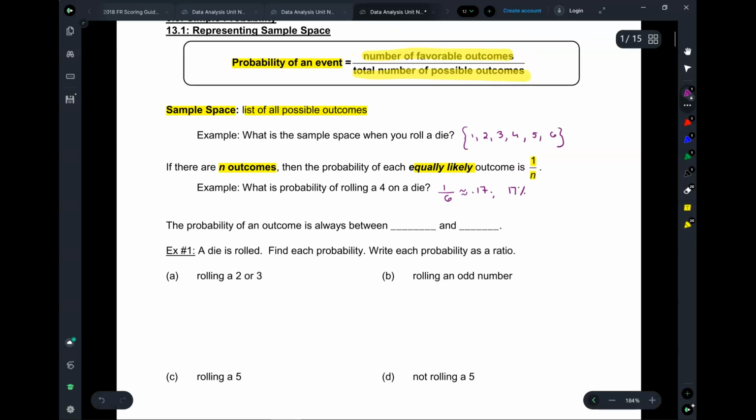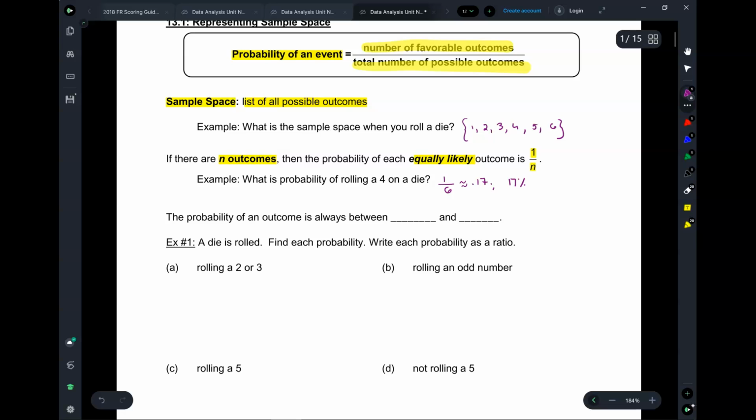So again, let's go back to our initial equation. The probability of rolling a 4 on a die. The favorable outcome is you getting a 4. How many possibilities is that? 1. You got a 4. Over the total number of possible outcomes, 6. So it's that formula, 1/6.